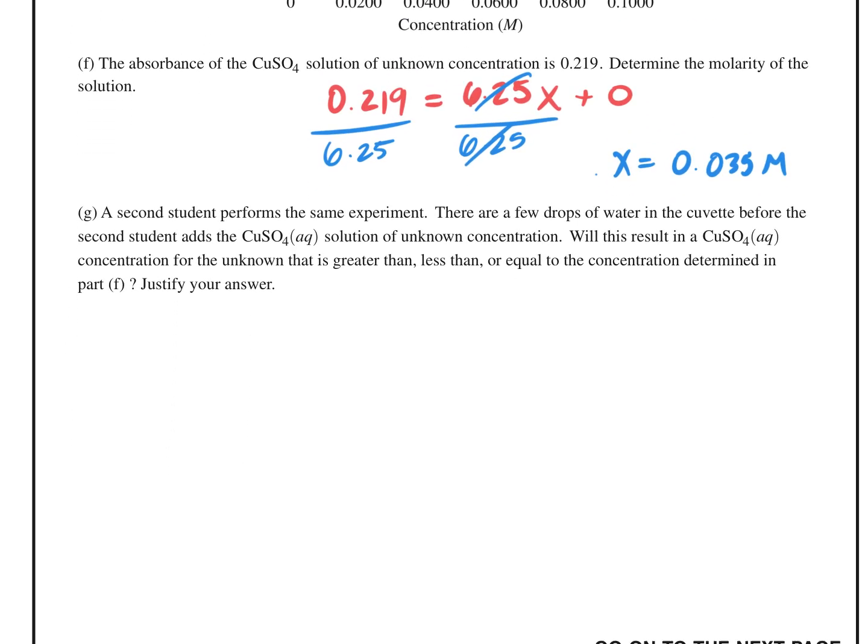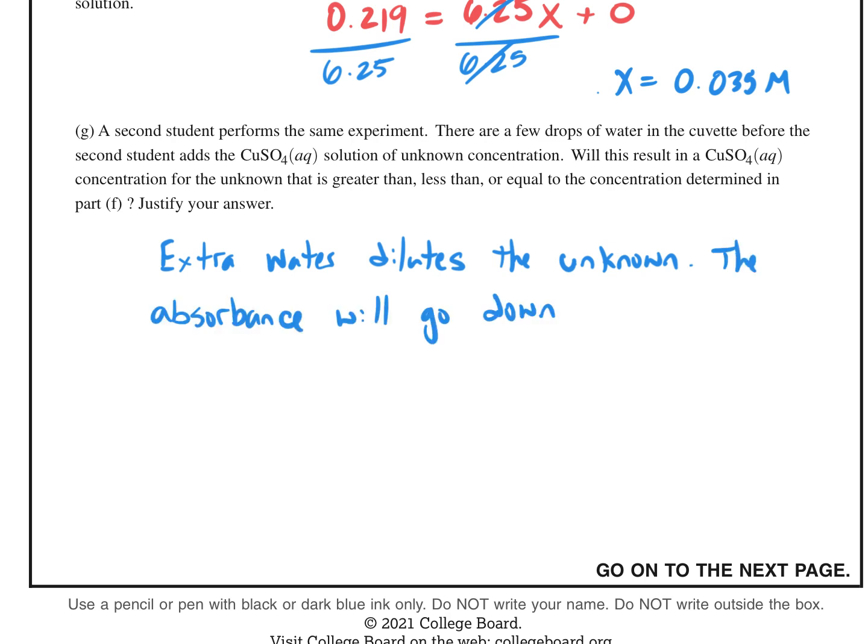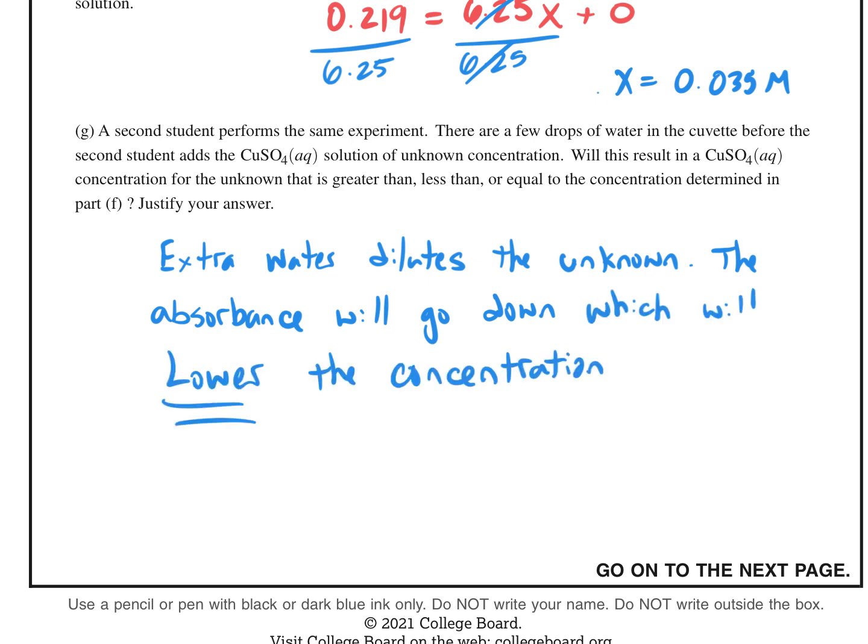Now let's finish up this problem with letter G. A second student performs the same experiment. There are a few drops of water in the cuvette before the second student adds the CuSO4 solution of unknown concentration. Will this result in a CuSO4 concentration for the unknown that is greater than, less than, or equal to the concentration determined in part F? Justify your answer. Now, if there's a little bit of water left in the cuvette and you add the unknown in, then that bit of water is going to dilute the concentration. And so, as a result, your absorbance will go down, which will result in a lower concentration.